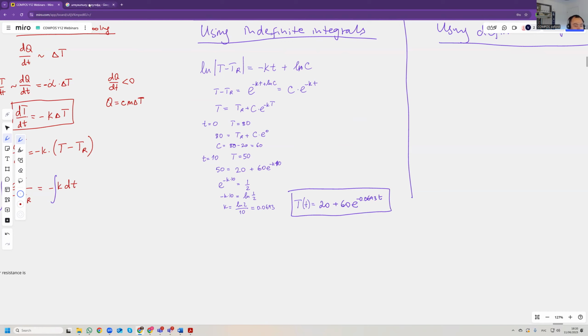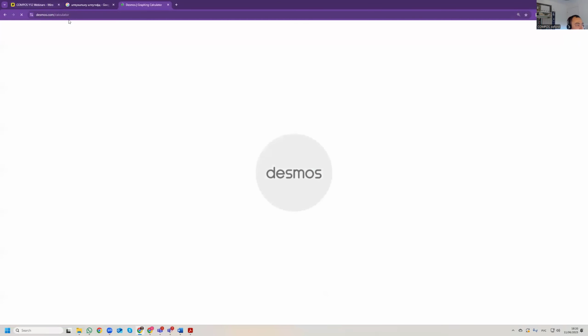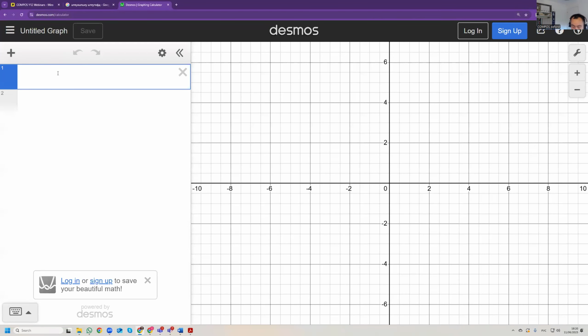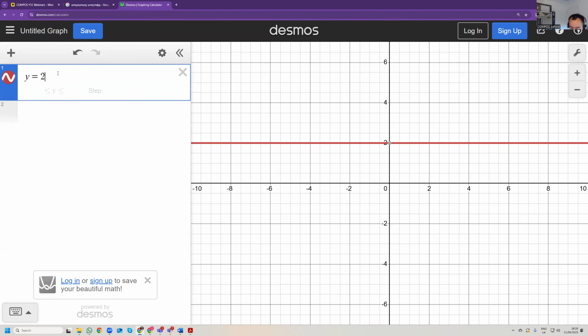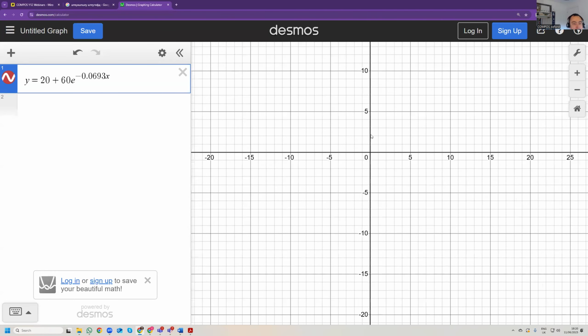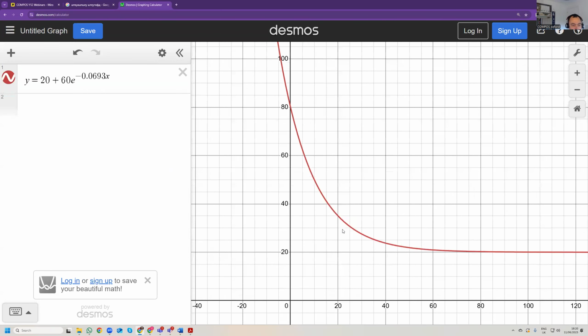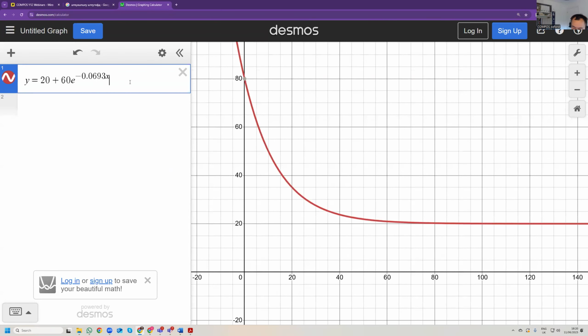And let's draw that. Desmos. y is equal to 20 plus 60 e to the power minus 0.0693 x. And yeah, you can make it a little bit fancier, x greater than 0.